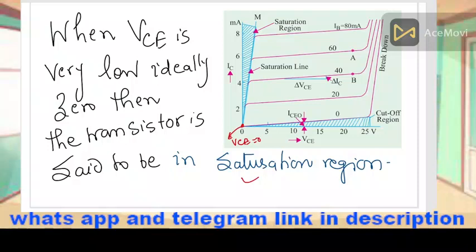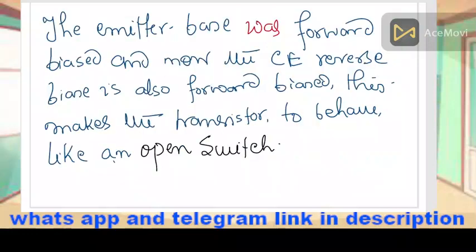Now what does saturation mean? You cannot increase that quantity further. That is called saturation. The emitter-base junction was forward biased, and the collector-base junction was reverse biased, meaning negative polarity. Now we are changing VCE and it is coming to zero, so the collector junction is going to be in the forward state.